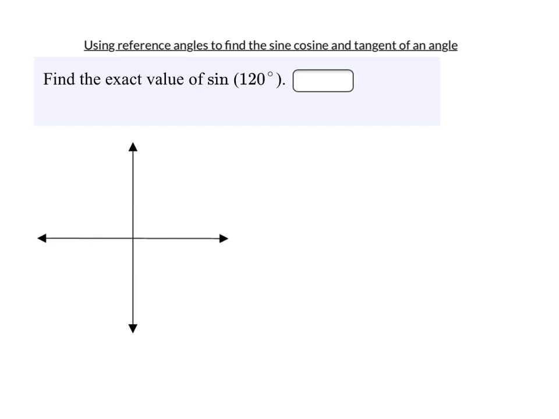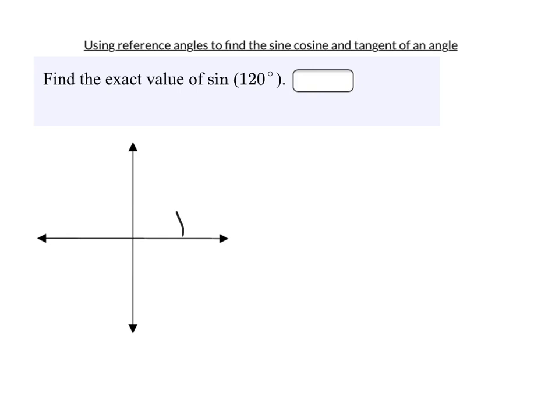Using reference angles to find the sine, cosine, and tangent of an angle. And we're talking about an angle greater than 90. So, if I ask you to find the exact value of the sine of 120 degrees, what we need is the reference angle. So in standard position, I'm going to draw an angle of 120 degrees.